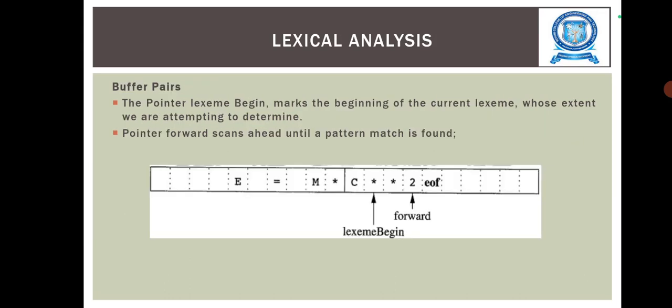Next, we are going to see the buffer pairs. Each buffer is of size N, and N is usually the size of a disk block, for example, 4096 bytes. Using one system read command we can read N characters into the buffer. Next, we are going to see the two pointers: lexeme beginning pointer and forward pointer. Lexeme beginning pointer marks the beginning of the current lexeme. Forward scans ahead until a pattern match is found.